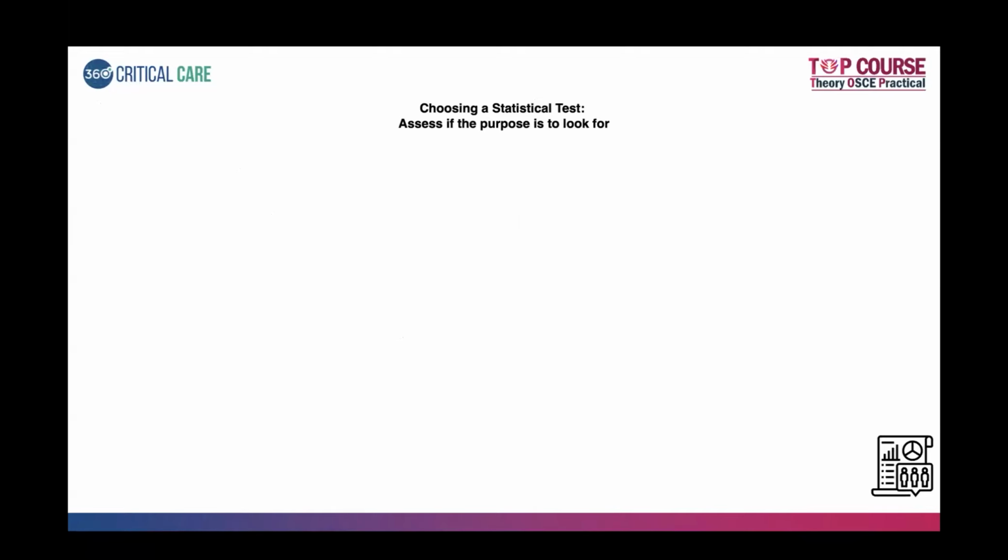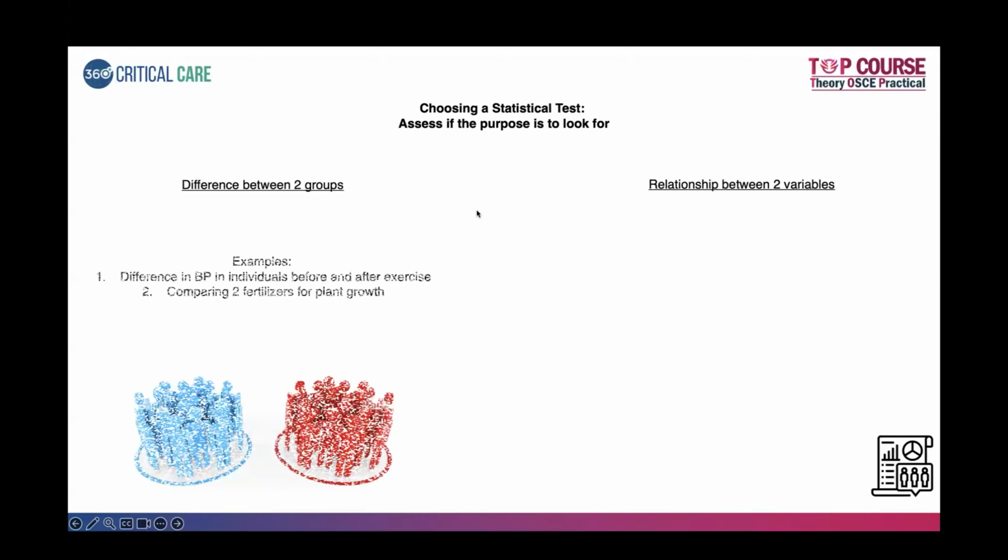So the first one is you assess whether you are looking for a difference between two groups or you are assessing for a relationship between two variables. So an example for assessing a difference between two groups is assessing the difference in BP in individuals before and after exercise. That is the easiest example that can be given.